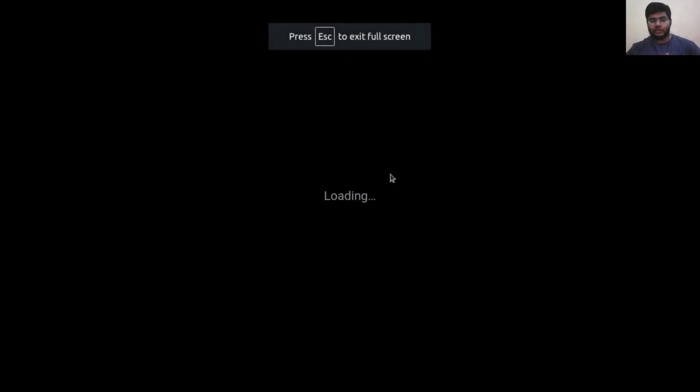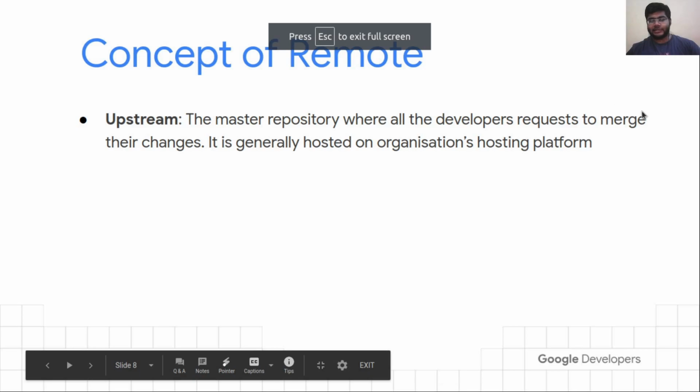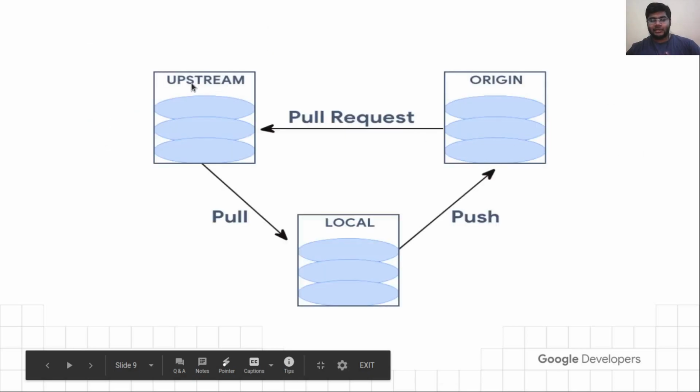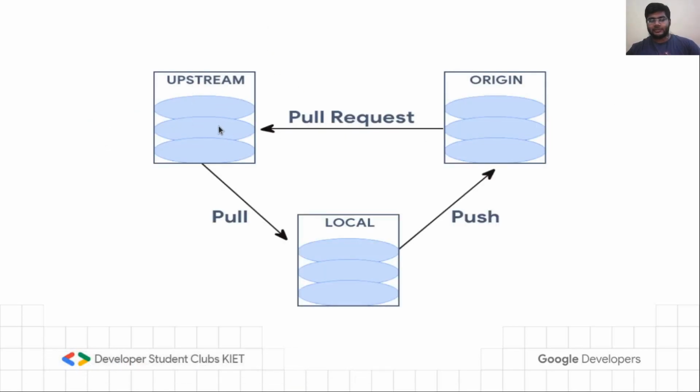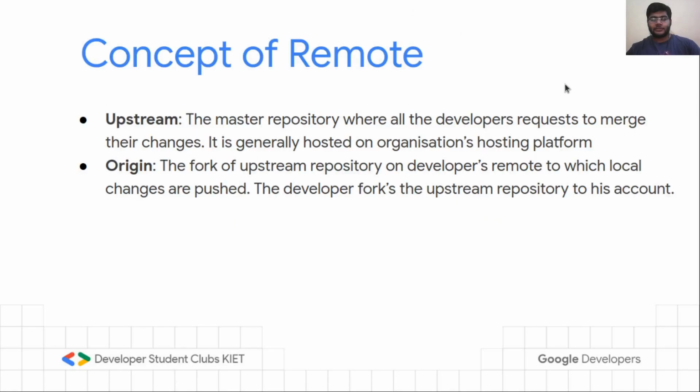The upstream was basically our repository that was hosted on the organization. We forked this upstream repository and we got the origin. So what is origin? Origin is the fork of the upstream repository. The repository we just forked on our account is our origin repository. Whenever we want to contribute, we will make changes to our origin repository and then request the upstream repository maintainers to merge our changes.